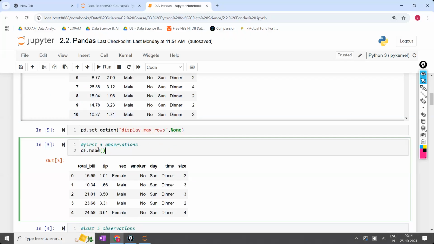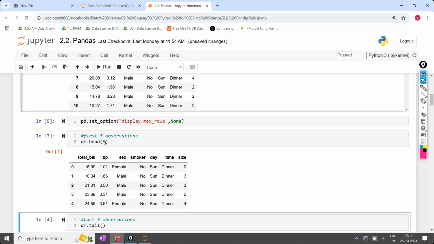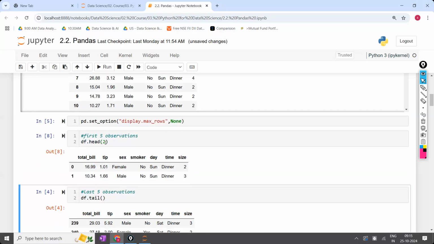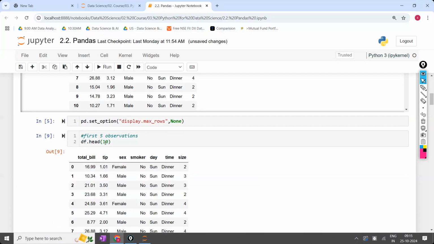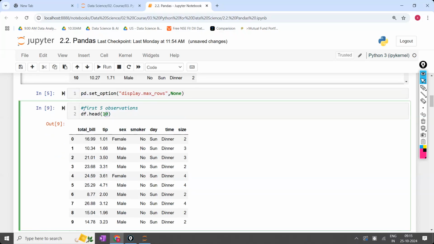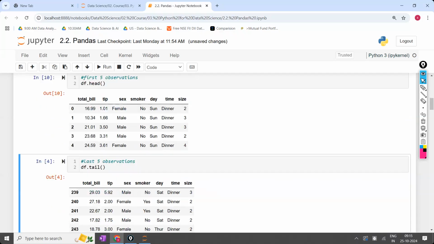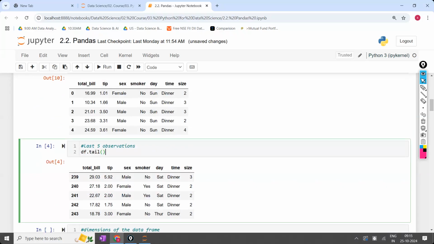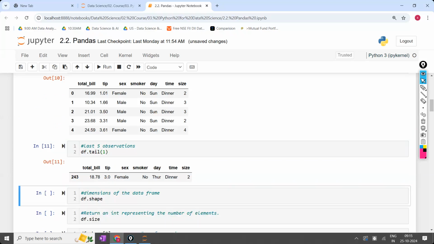Why the first 5 records? df.head by default takes 5 records. If you write 5 in the brackets, it takes 5, and if you write 2, it will display only 2 records. Head means first. If you write 10, it shows the first 10 records, and 15 shows 15 records. If you don't write any number, it takes 5 by default. Similarly, tail means last, and it displays the last 5 records by default. If you write 1, only the last 1 record will be displayed.